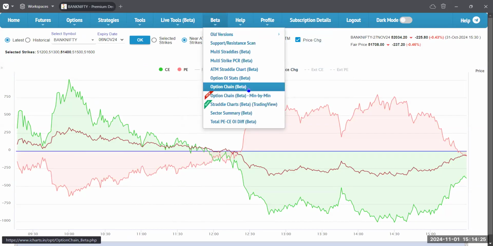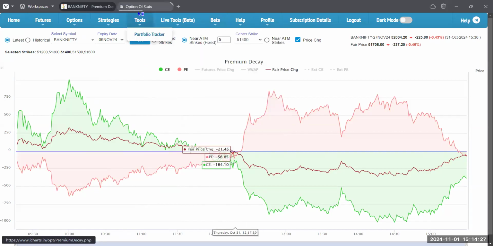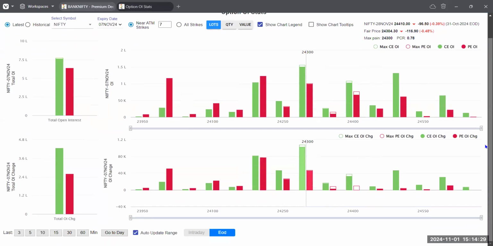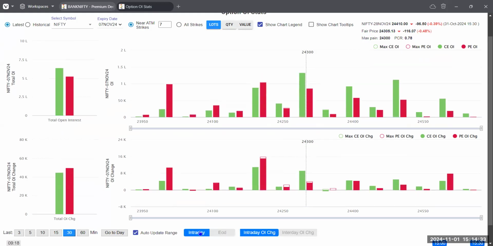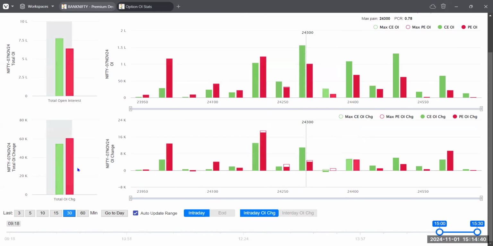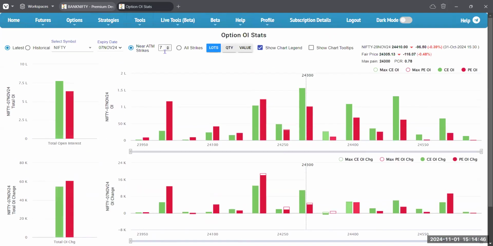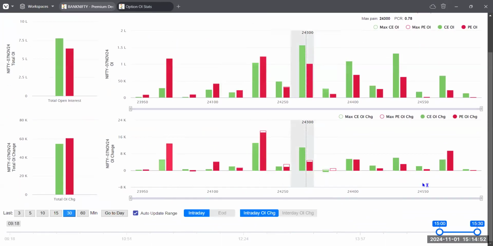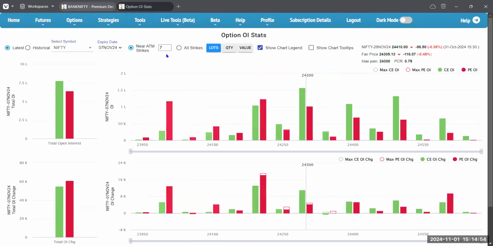The second one, which is very important, is OI stats beta. This is another tool. If you click on 30 and click on intraday and auto update range, it'll keep updating and it'll tell you which side. This part is important. This is the OI change chart, showing the total OI change for the selected strikes. Whatever strikes you have selected near ATM, it is going to be near ATM 7 strikes over here.